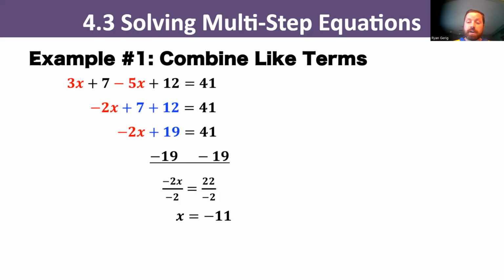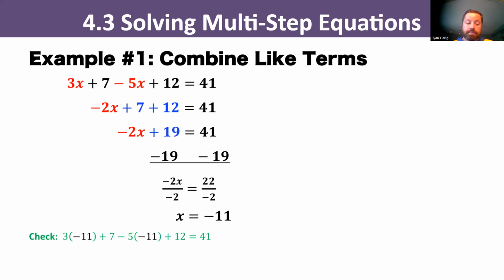Now, something I haven't talked about. There is a way to check your answer. We did a lot of work there. It's possible we might have made a silly mistake. It's a good idea to check your work. Well, how do I do that? Well, I take my answer that I got, so negative 11, and I plug it back into the original equation, so the very first equation, anywhere I see an x. So I'll show you what that looks like down below.